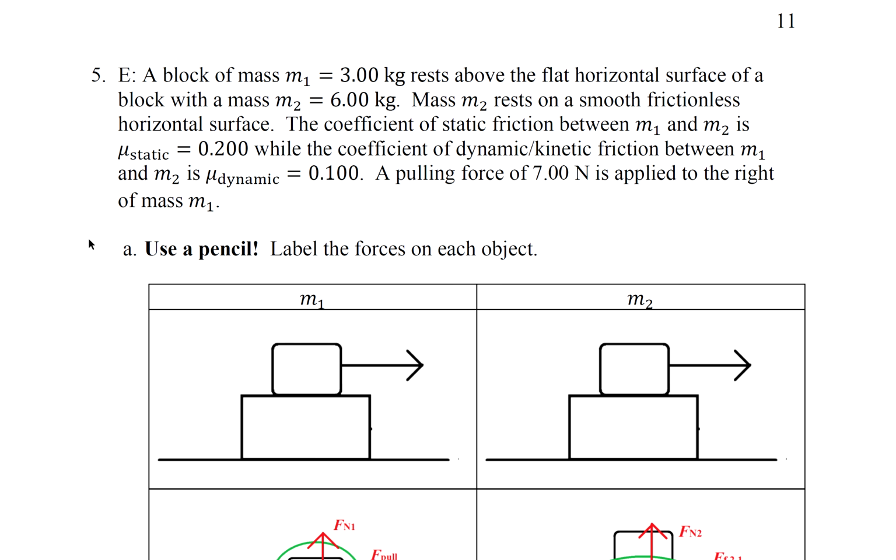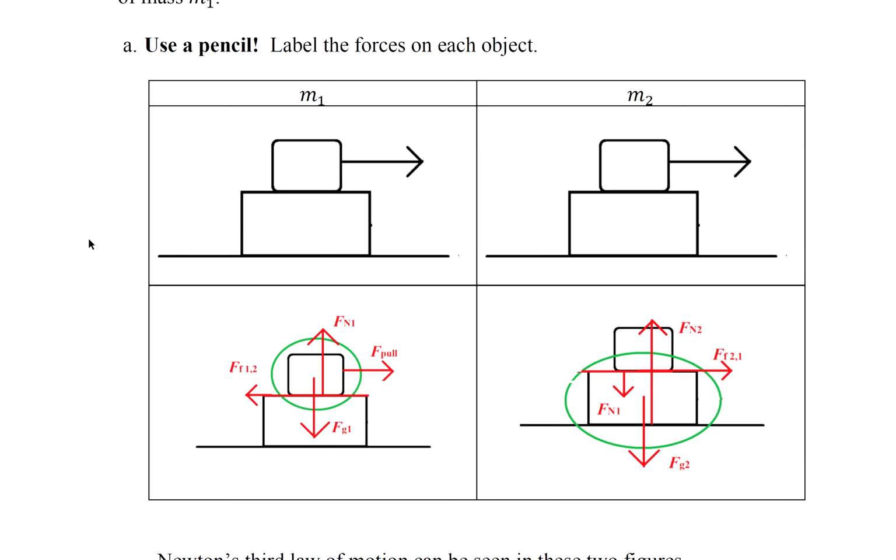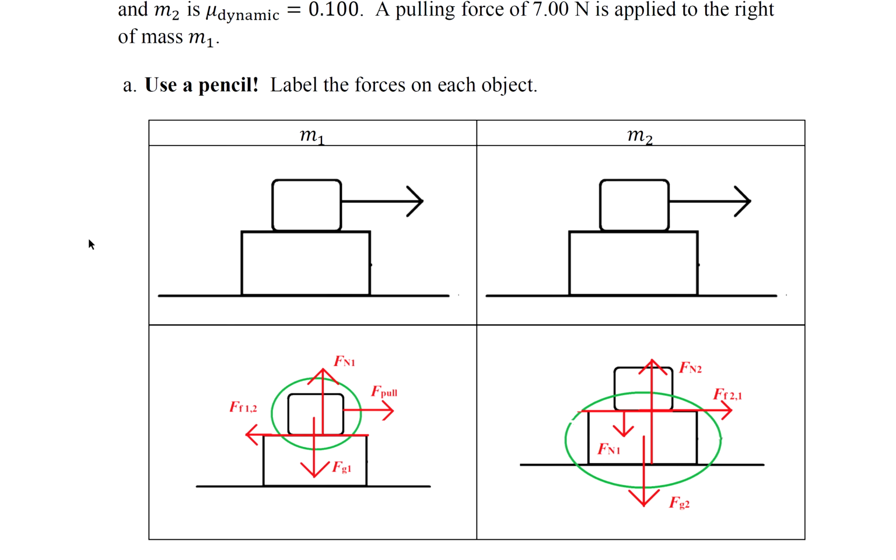Question 5. A block of mass m1 equals 3 kilograms rests above the flat horizontal surface of a block with mass m2 equals 6 kilograms. Mass m2 rests on a smooth frictionless horizontal surface. We're given the coefficient of static friction and dynamic friction between m1 and m2. So this image looks like problems 2 and 4.